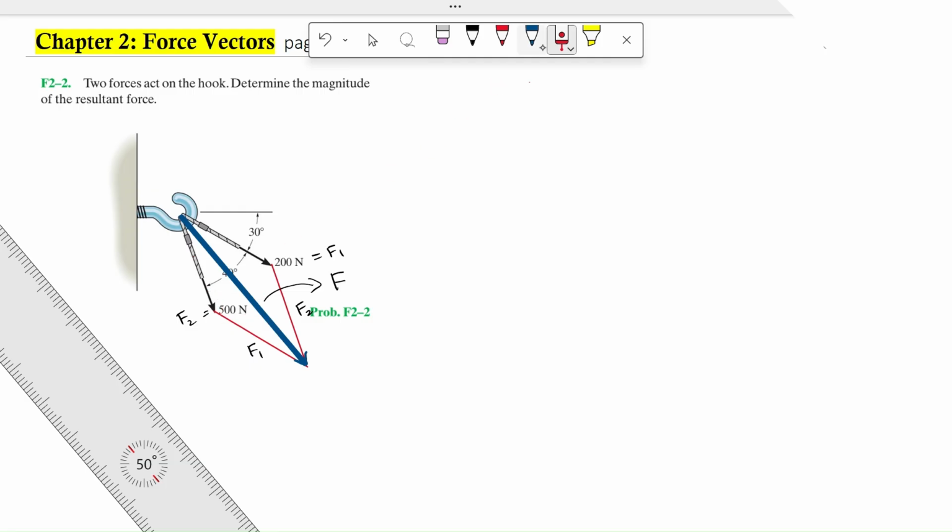Now what the parallelogram or cosine law says is that the resultant force should be equal to the square root of the square of F1 plus the square of F2, minus 2 times F1 times F2 times cos theta. Now you should remember that we know F1 and F2, and we don't know theta.